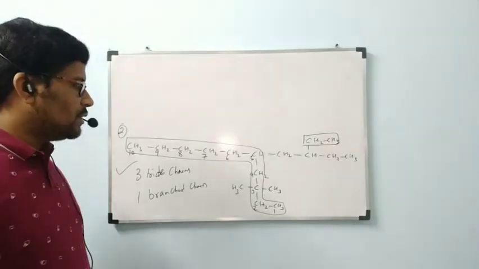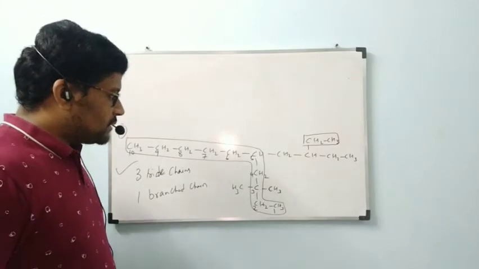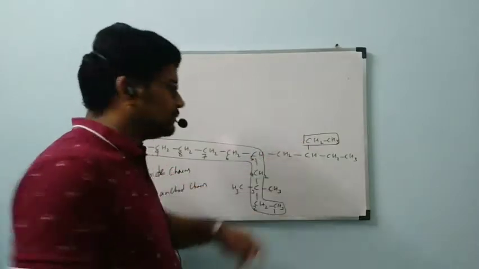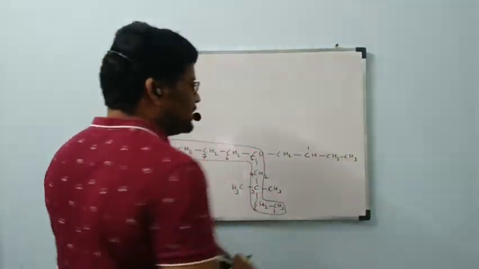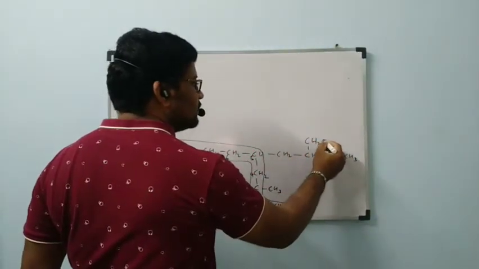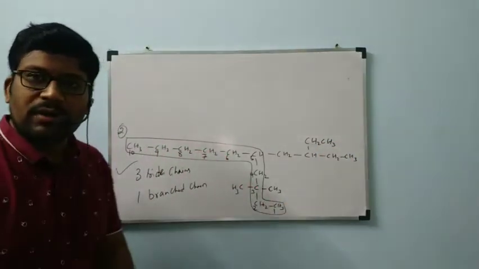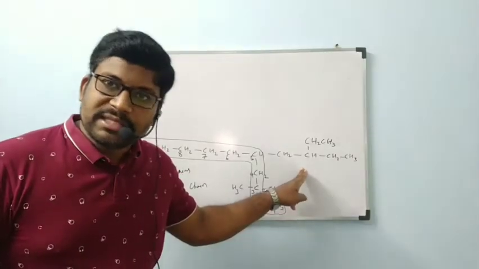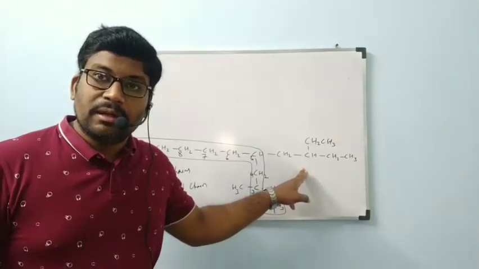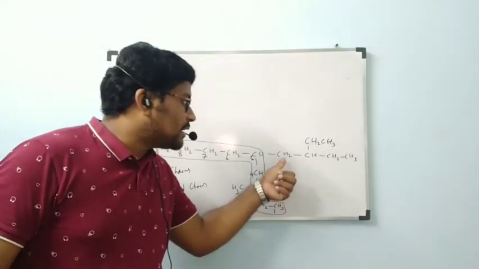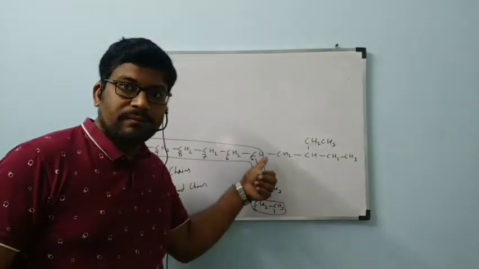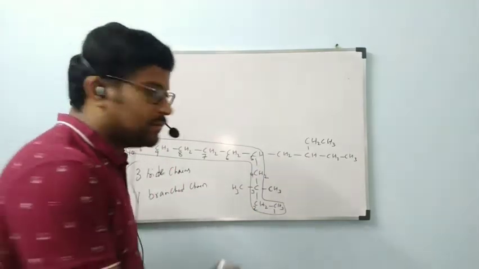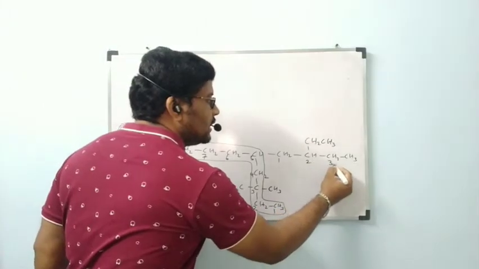Now, after selecting the numbering, in the side chain again a branched chain is there. Correct? Then what are we going to do? For this also we have to give numbering. For the side chain also we have to give numbering. In what way? Directly from the carbon which is bonded to the parent chain, we have to start numbering: 1, 2, 3, 4.